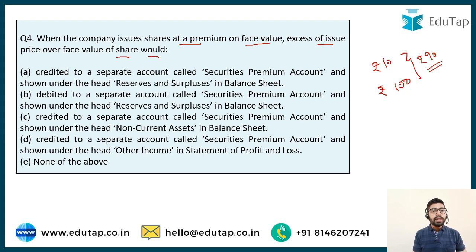It is said that it is credited to a separate account, security premium account. It is debited to this account, and how it is shown in the balance sheet, this is also being asked here. Reserve and surplus or non-current asset. Or it is also being asked whether it is shown as other income in the statement of profit and loss. So this is what this question is asking us.